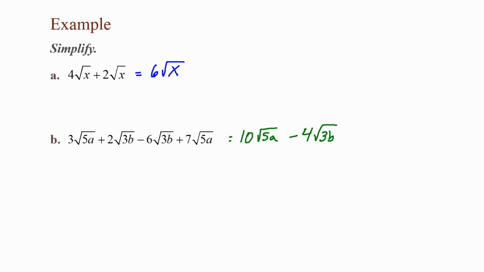The square root of 5a and the square root of 3b are not like radicals, so my answer is 10 square root of 5a minus 4 square root of 3b. I can also write this answer as negative 4 square root of 3b plus 10 square root of 5a.